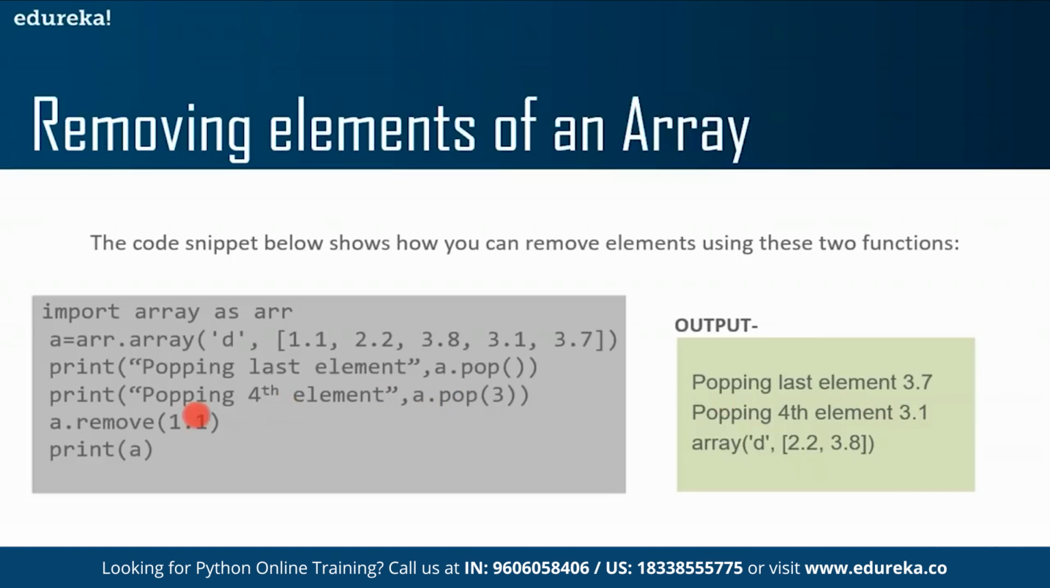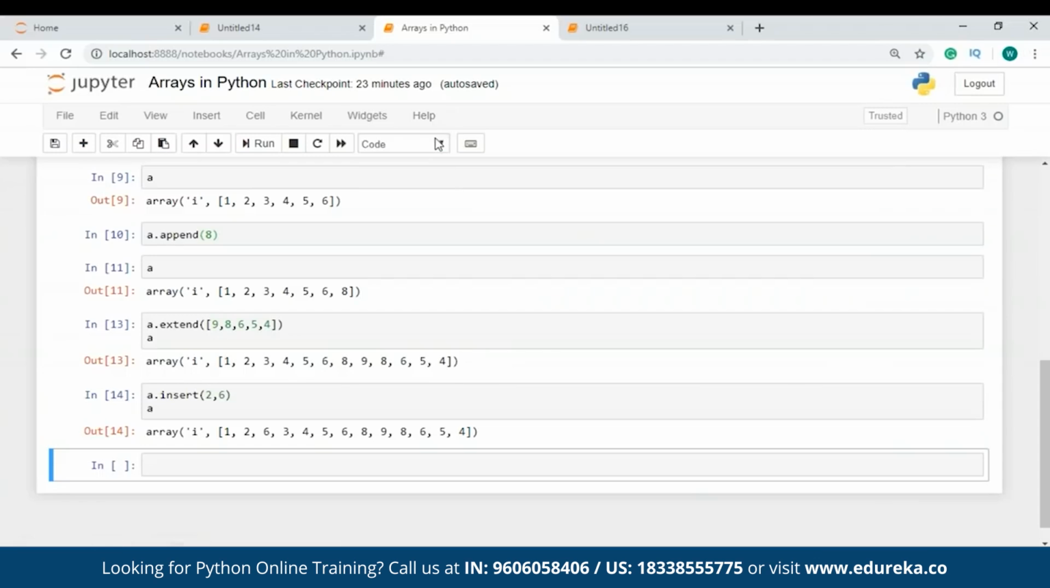After that, I've used the remove function. Like I've told you before, the remove function takes one parameter, which is the element to be removed. And you can see in the output that the remove function has not returned any value. After that, I've printed my array, and you can see all the values that are removed using these two functions are no more present in the array A. Now let's go to our Jupyter notebook and do the same.